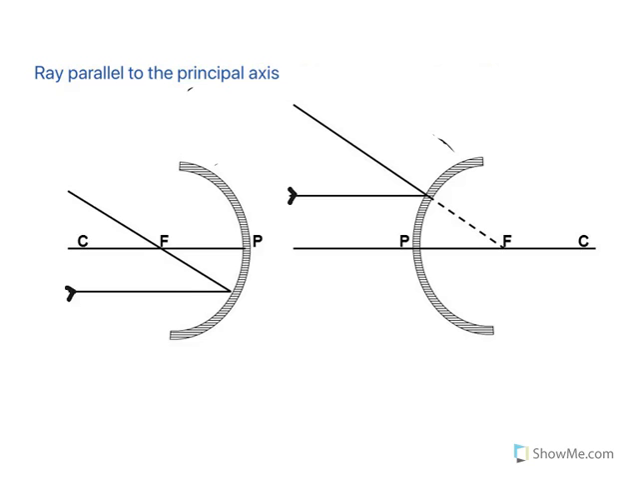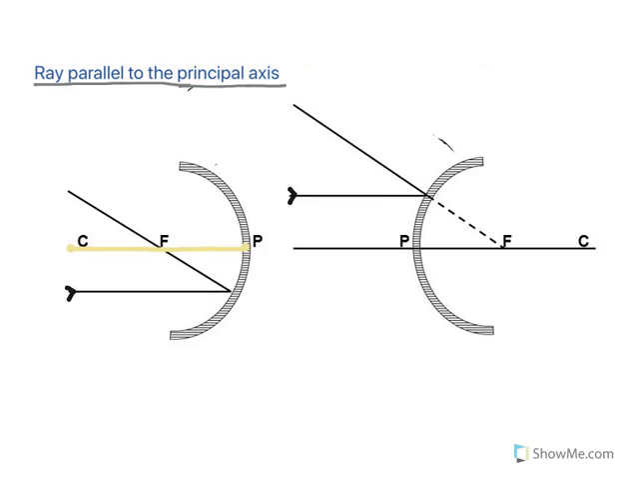Before we learn the ray diagrams, let us first learn the behavior of certain rays. First we learn a ray parallel to the principal axis. Here is the principal axis, the line passing through the center of curvature and the pole.